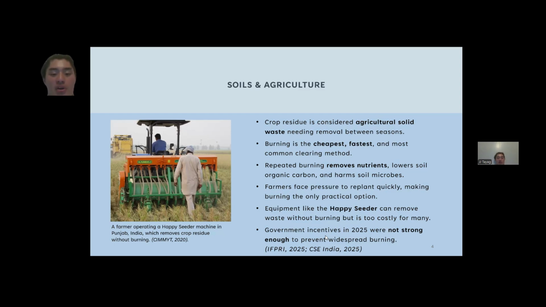However, repeated burning harms the soil. It destroys nutrients, lowers soil organic carbon, and kills important soil microbes that help crops grow. Over time, farms become less productive and more dependent on chemical fertilizers. There are alternatives like the Happy Seeder, which lets farmers plant seeds without burning the straw, but this equipment is expensive, so only a small percentage of farmers can afford it.